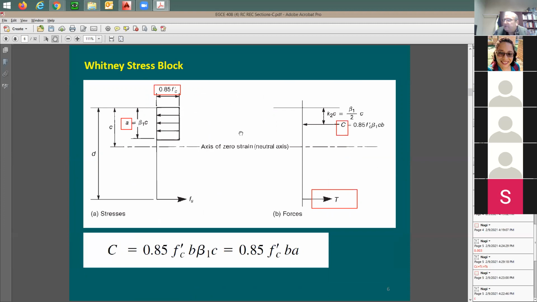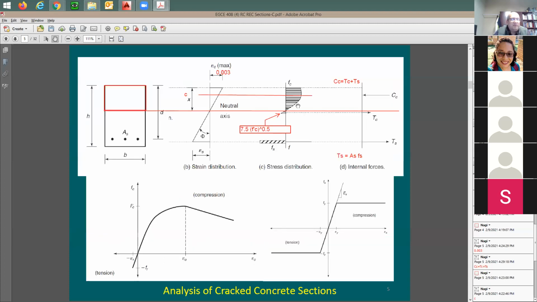So what is a? This is the depth of this block. We call this Whitney's stress block. This is old research that was done in the 1800s. In the past, that research was made and you were able to find this stress block distribution instead of having the actual distribution of the stress over this beam section.